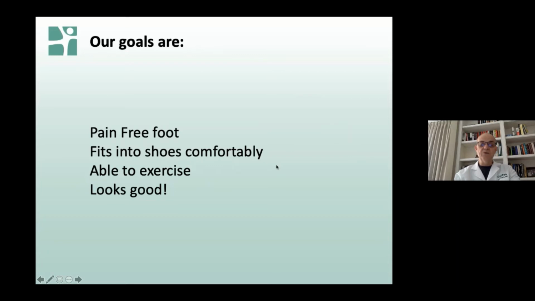Fitting into shoes comfortably is very important for patients. You can imagine some of those x-rays I showed you before would be a tremendous challenge to fit into shoes. Lots of people want to exercise. A good-looking foot is usually a good functional foot. So if the foot looks good when I'm done, it's almost always a great result for the patient because form follows function. Function follows form, they both do. So these are the goals, and we want to think it through for each individual patient.